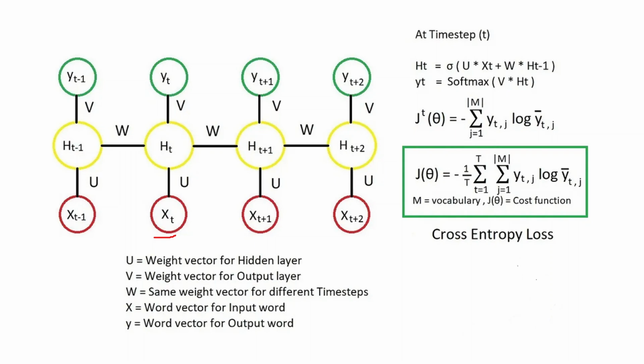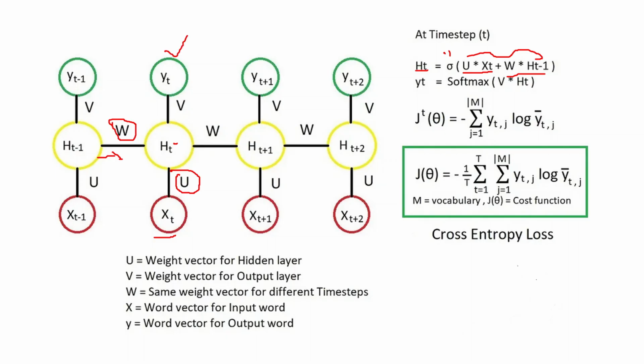ht is computed as follows: the input is multiplied with a weight called U, and then it is summed up with a weight W multiplied into ht minus 1, that is the previous state's output. This is computed and fed into an activation function known as the sigmoid activation function. And then yt is computed.